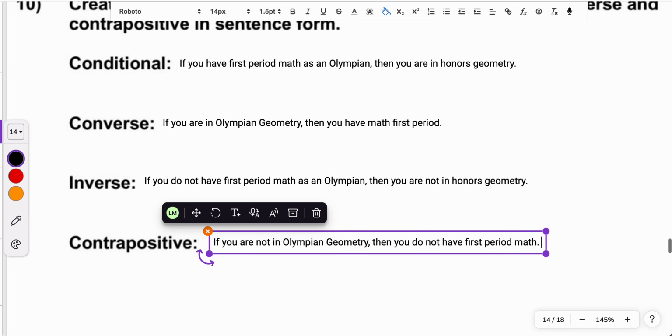That is going to conclude our quiz review on Unit 2 with statements, hypothesis, conclusion, syllogism, detachment, all that fun stuff.